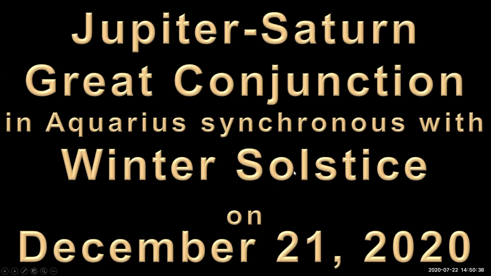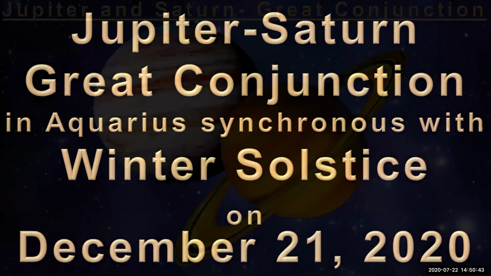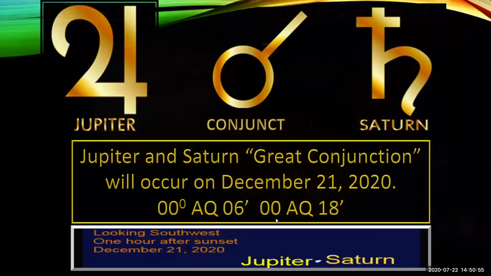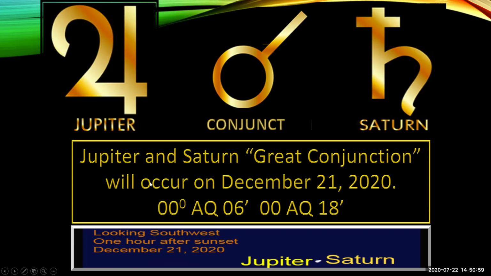That can be easily seen just a little after sunset. So this Jupiter and Saturn, they are conjunct. They appear like this immediately after the sunset on December 21st. Here I have put in Jupiter conjunct Saturn. Jupiter and Saturn great conjunction will occur on December 21st, 2020 at 0 degrees Aquarius 06 minutes, 0 degrees Aquarius 18 minutes. Just they are entering Aquarius. And this can be easily observed on December 21st because that's almost the longest night we find. Sunset will be earlier, and about one hour after sunset on December 21st, we can see it immediately in the southwest direction.